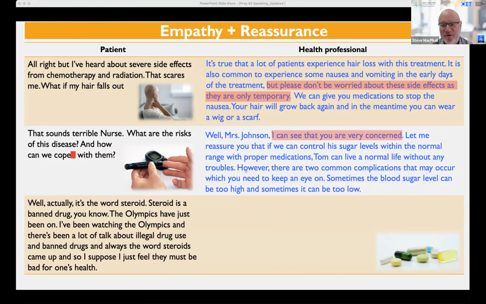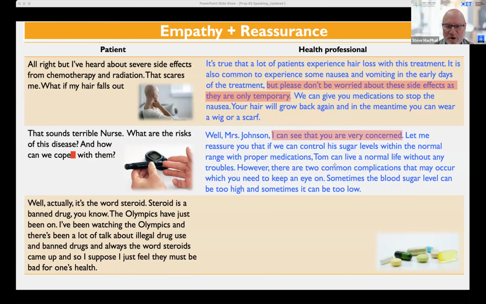Let me reassure you that if we control his sugar levels with the normal range of proper medications, Tom can live a normal life without any troubles. However, there are two common complications that may occur which you need to keep an eye on. Sometimes the blood sugar level can be too high, sometimes it can be too low.